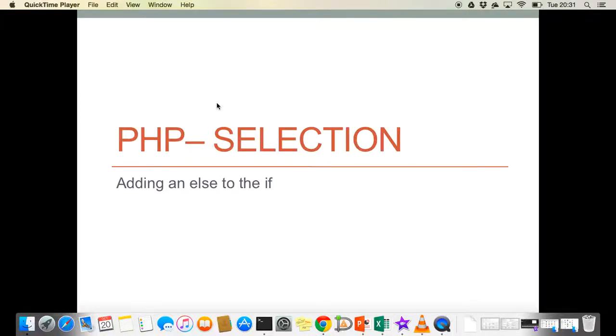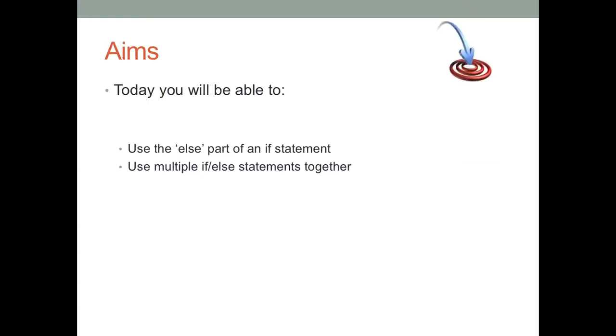I'm continuing with selection, and I'm going to talk about using selection in a more complicated way. So adding else clauses and nesting, that's using more than one if statement inside each other. Today we're going to look at the else part of an if statement. So what happens if the condition is not true, and we're going to look at putting lots of ifs and elses together and how that can work.